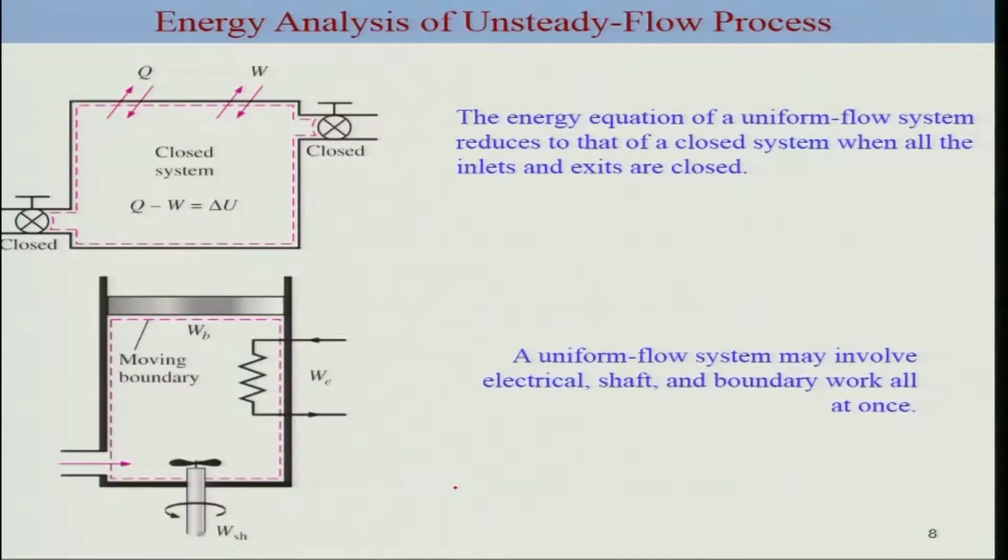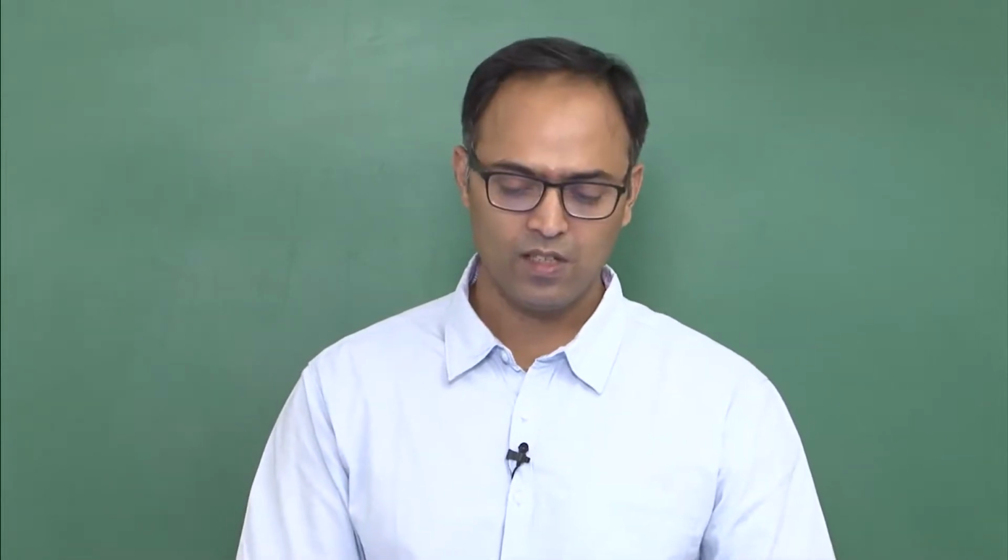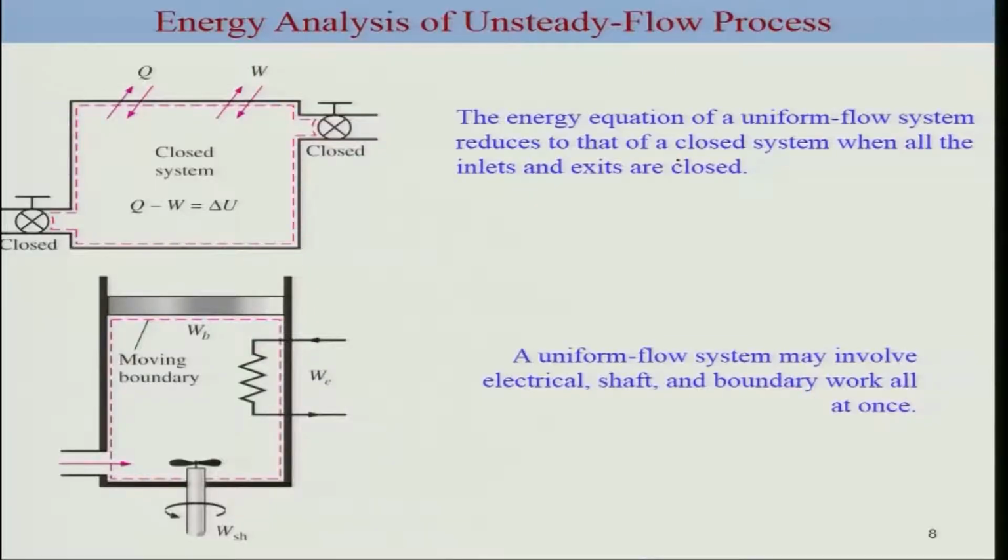Now just take a specific case here. If the exit and inlet conditions are closed, this energy balance would turn out to be the energy balance for a closed system. A typical unsteady flow process may involve different work, not just shaft work, but it can also include electrical work as well as boundary work, so we have to keep that in mind. This is an illustration here.